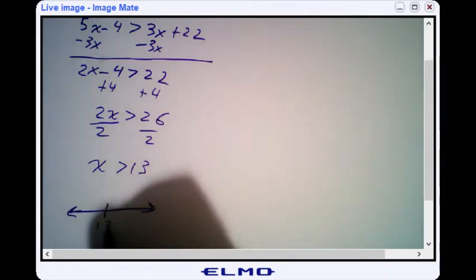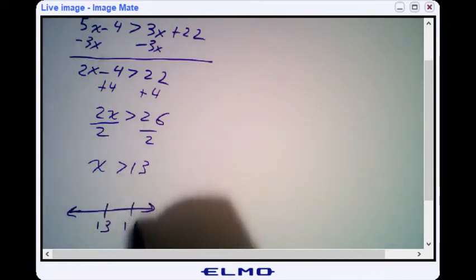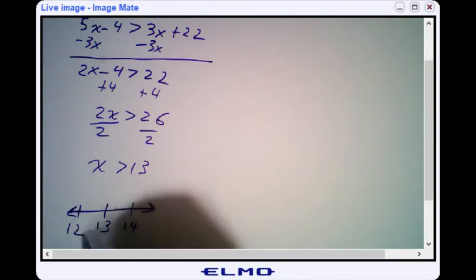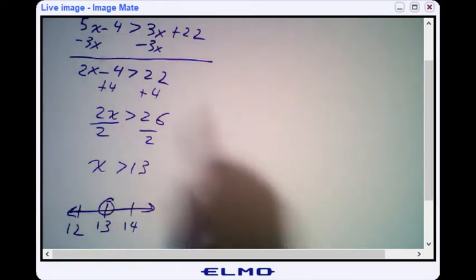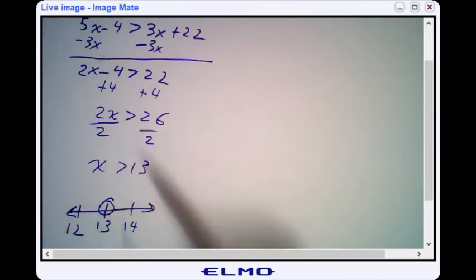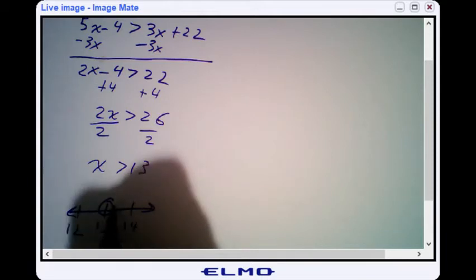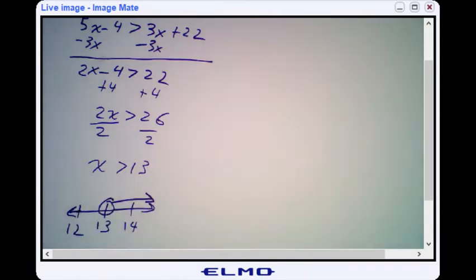13 goes in the middle. A number bigger than 13 is 14. A number smaller is 12. My circle goes on 13. It's going to be unshaded because x is just greater than, so I can't actually equal it. X is greater or bigger. 14 is bigger than 13, so I know I'm going to go to the right.